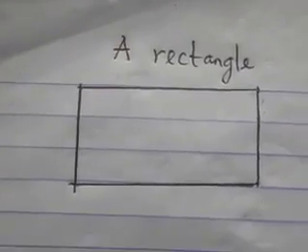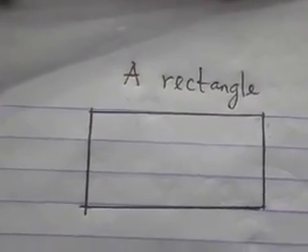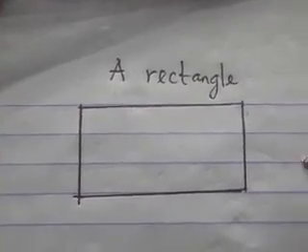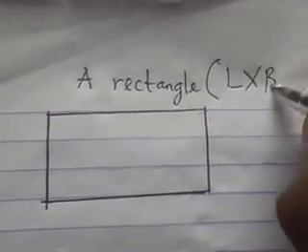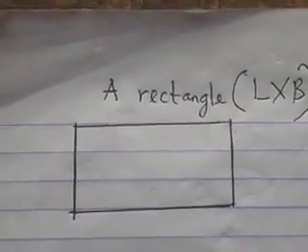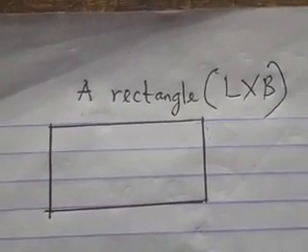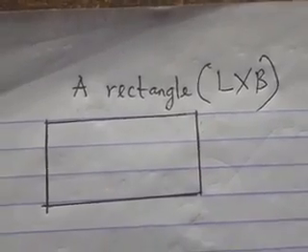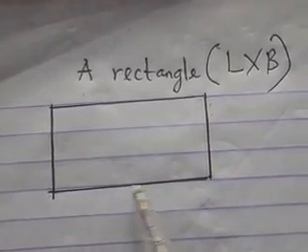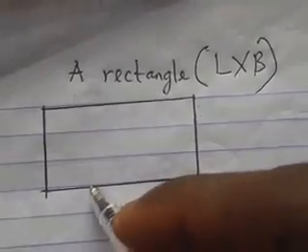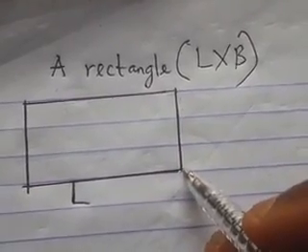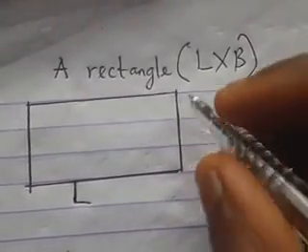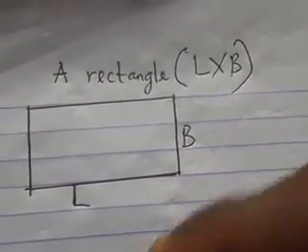Let us go back. The first shape we had was called a rectangle. The area of a rectangle is length times breadth. I repeat, area of a rectangle is length times breadth. The longest side of a rectangle is known as the length, L, while the side that looks as if it is standing, the shortest side, is known as the breadth.